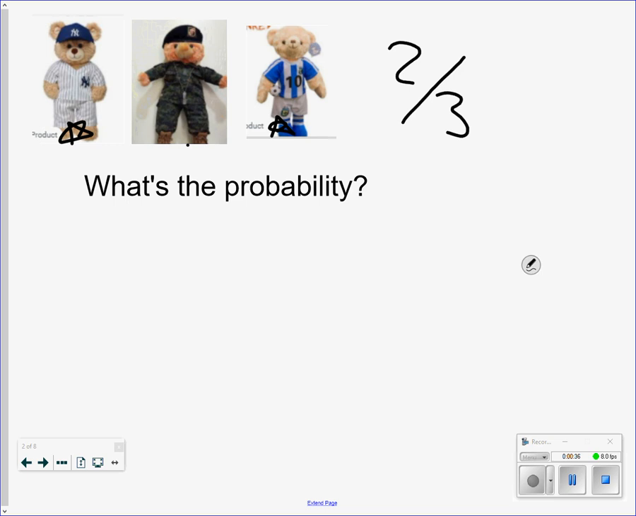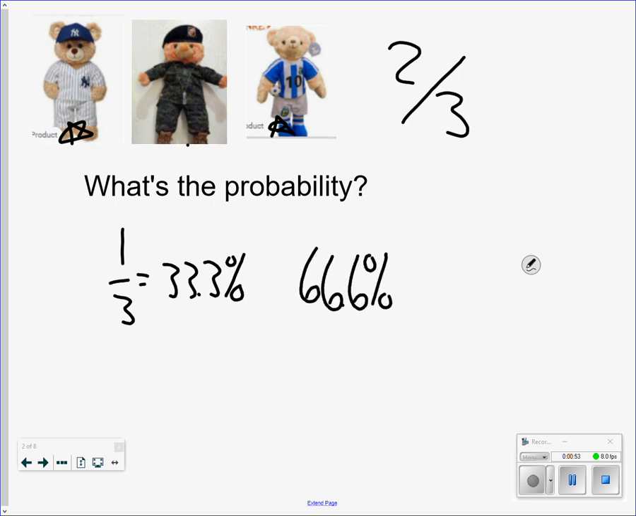So what's the percentage or what's the probability of this happening? Well, we know 1/3 equals 33.3%. So the probability of two of them out of the three wearing sports jerseys would be 66.6% is the chances of that teddy bear wearing a sports jersey.